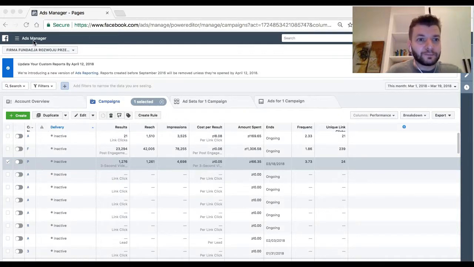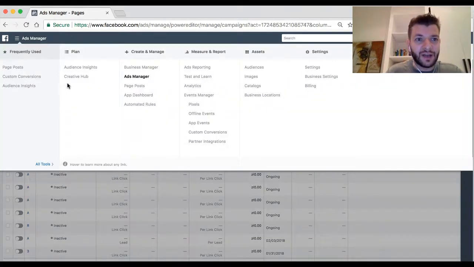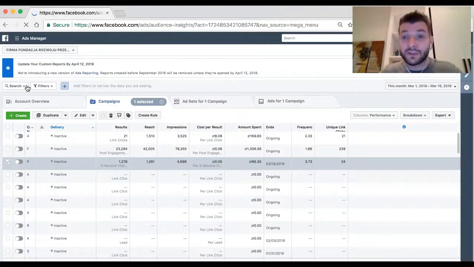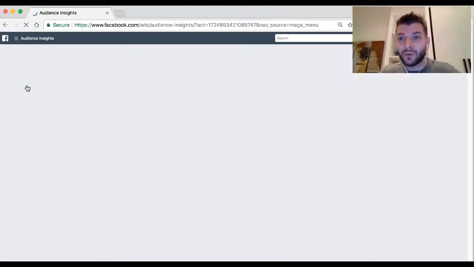Out of all of these tabs, you can go and evaluate them, or maybe you already know what they all mean. But one of the options here is called Audience Insights, and Audience Insights is an amazing tool provided by Facebook, for free, for all advertisers.